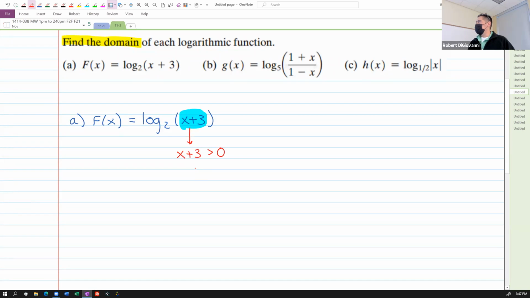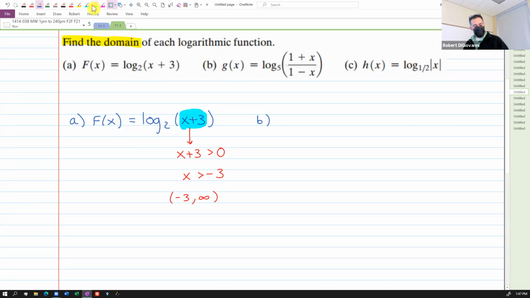This is a linear inequality, so all I have to do is subtract 3 on both sides, and I get x must be greater than -3. Written in interval notation, that means -3 to infinity. That's the domain. Pretty simple, right? Because the inside of that logarithmic function was linear, it was pretty easy to solve. The next one's going to be a little harder.